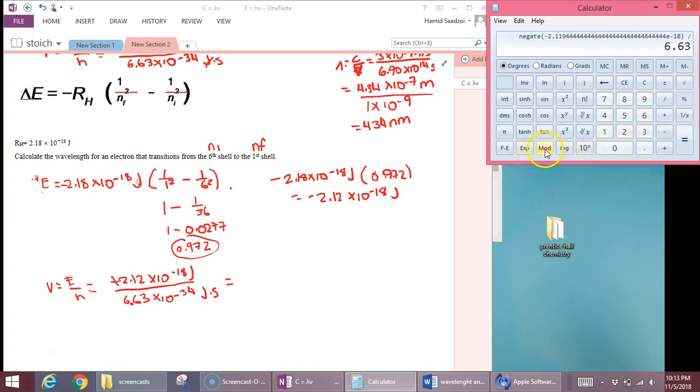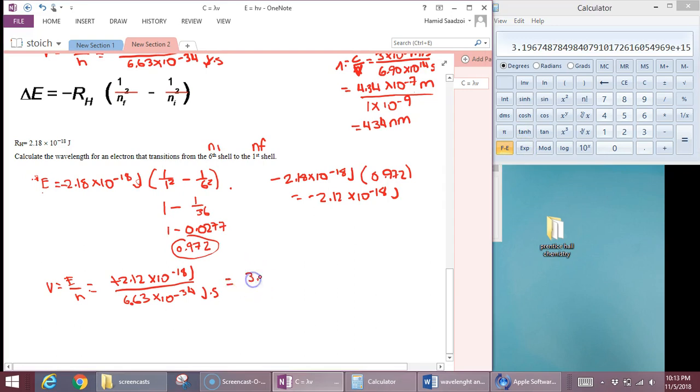Divided by 6.63 exponent negative 34. Let's put it in scientific notation again. You get 3.196, so basically 3.20 times 10 to the 15th seconds to negative 1. Solving for wavelength is equal to 3 times 10 to the 8 meters per second divided by 3.20 times 10 to the 15th seconds to negative 1.